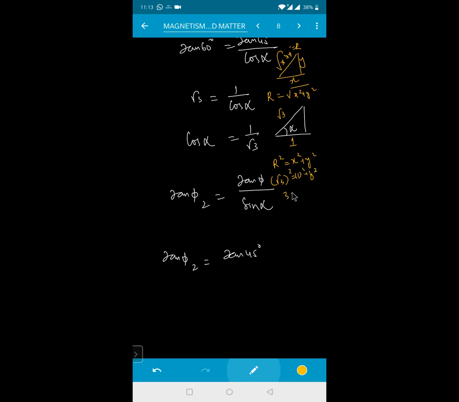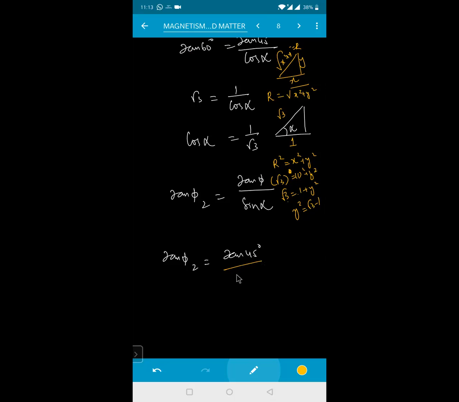That means this is 3, that is equal to 1, plus y square. So y square will become how much? R square value is root 3. So y square would be 3 minus 1. Root 3 minus 1, yes sir. So this will be equal to how much for me?